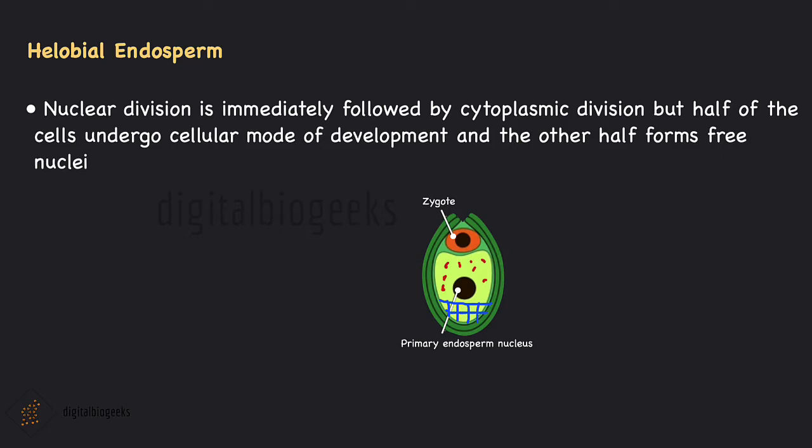Like this. This is the helobial endosperm. Helobial endosperm is found in monocotyledons. In peas, groundnuts and beans, the endosperm is completely consumed by the embryo before seed maturation. But in castor and coconut, endosperm will persist in the mature seed.